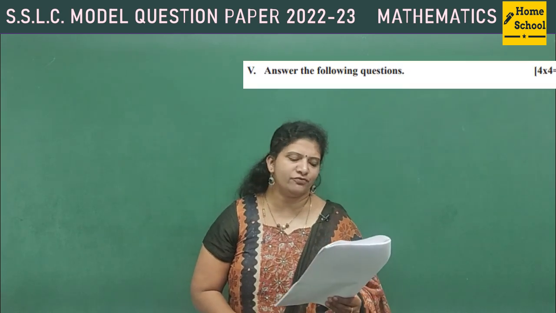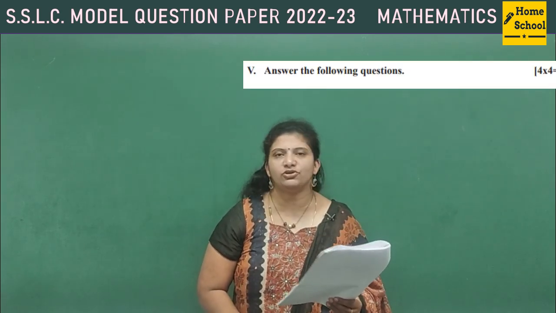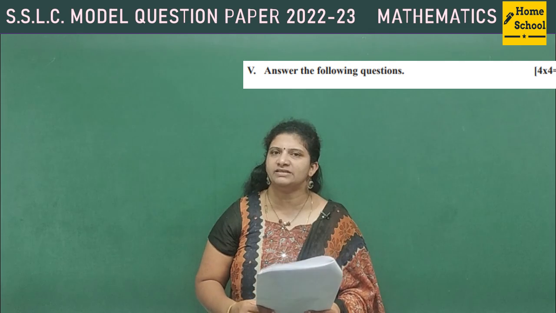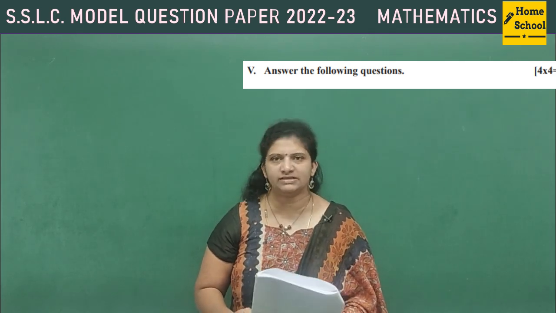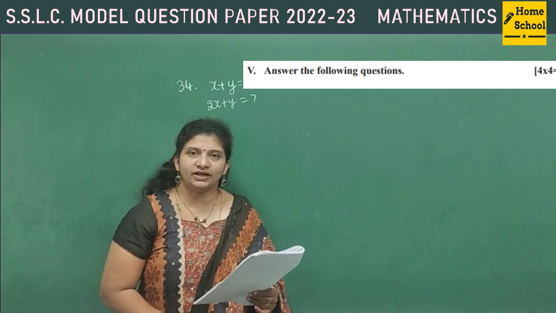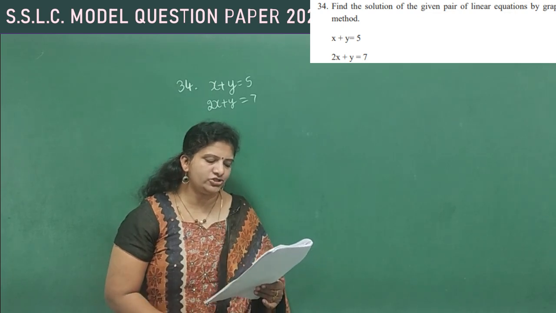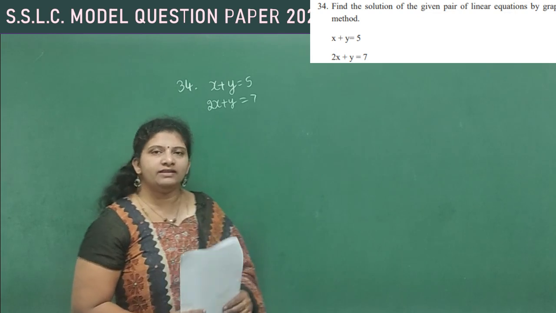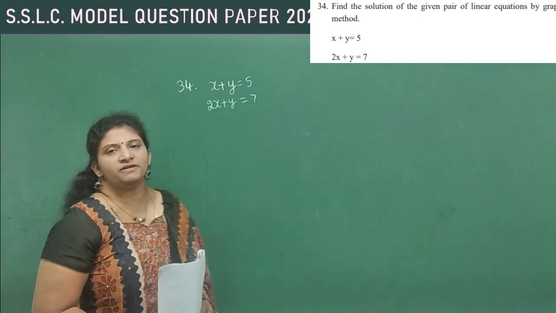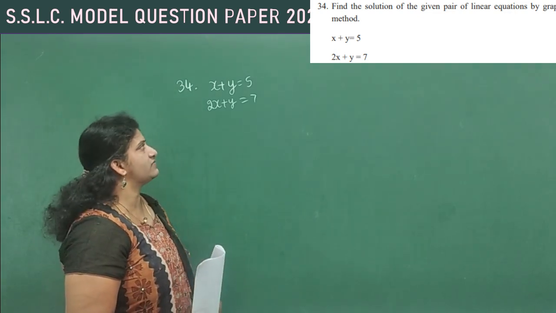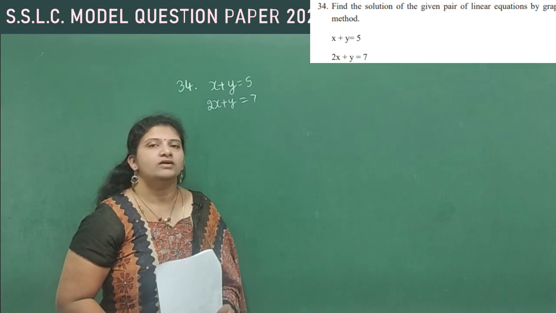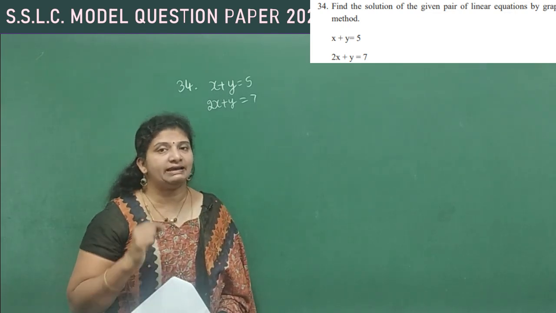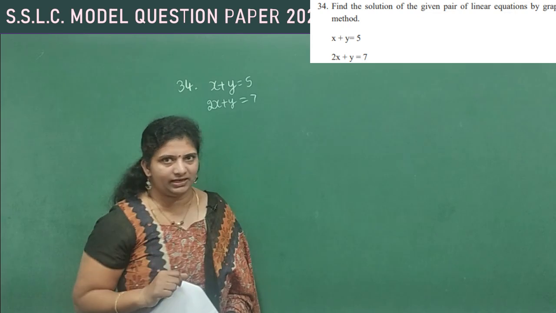5th main, answer the following questions. In this, you will be having 4 questions, each carries 4 marks. 4 4s are 16 marks. 34th problem. Find the solution of the given pair of linear equations by graphical method. And the equations are x plus y is equal to 5, 2x plus y is equal to 7. Solve these two equations and get the solution graphically.